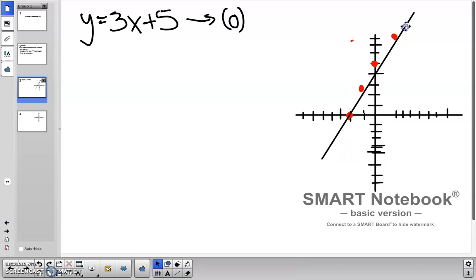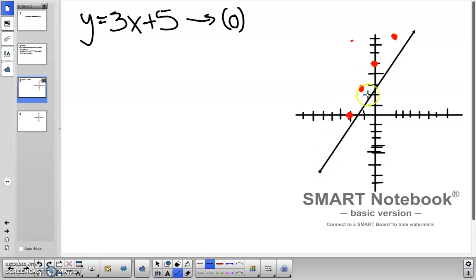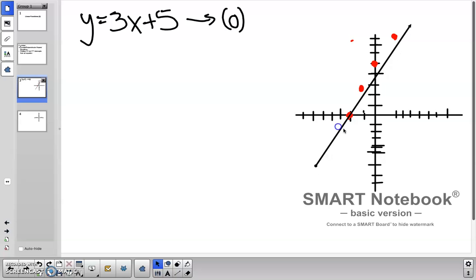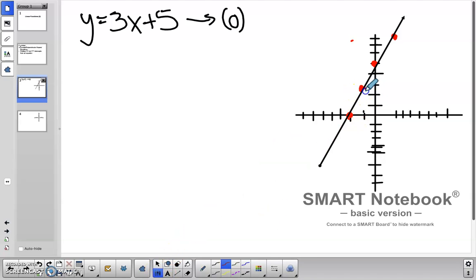Graph this line. Oh no, that's the wrong type of line I needed. I need the one with the arrow. Yeah, that's the correct one. Let me adjust it so it goes through all of the points. And let me fix this. That should be right there. Point right there, and a point right there. Okay, so there we graphed the original equation.